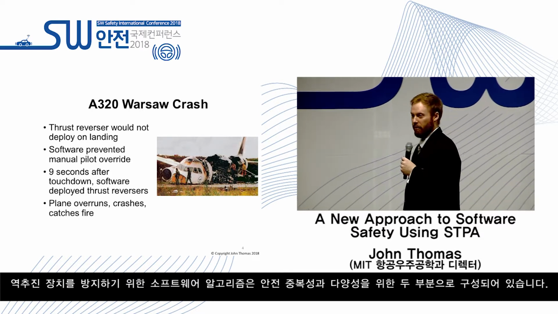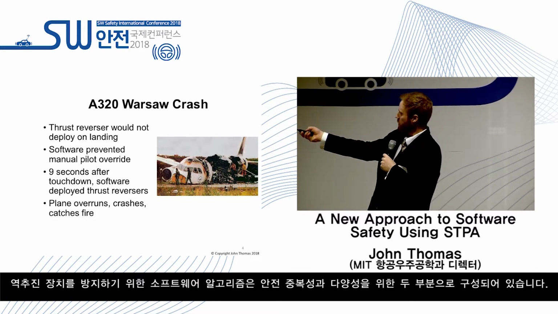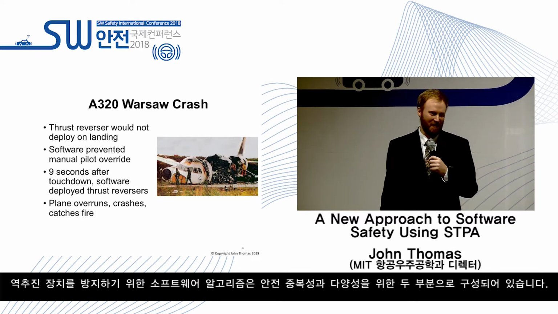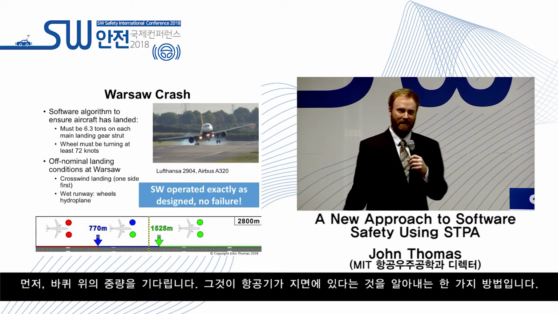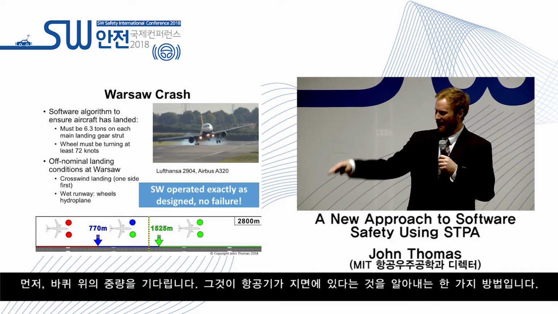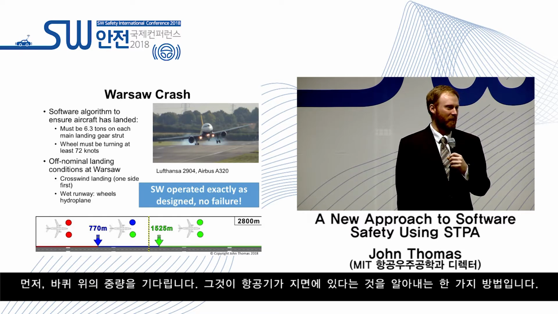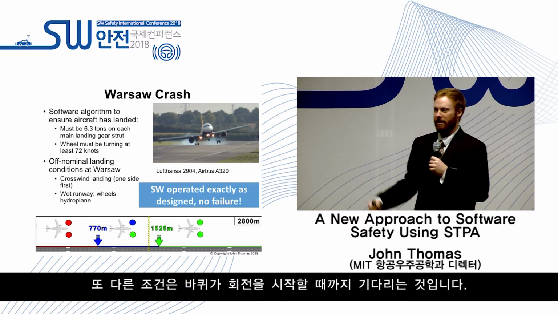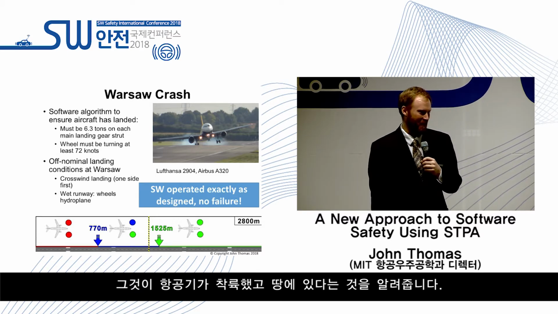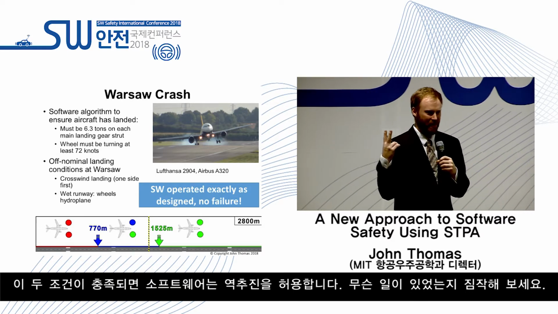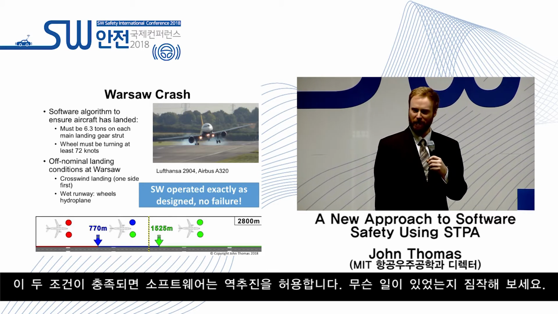Well, the software algorithm to prevent thrust reversers has two parts. For safety, redundancy, and diversity. First, it will wait for weight on wheels. That's one way to figure out it's on the ground. The other condition is to wait for the wheels to start turning. That tells you it's landed and is on the ground. And once those two conditions are met, the software will allow thrust reversers.